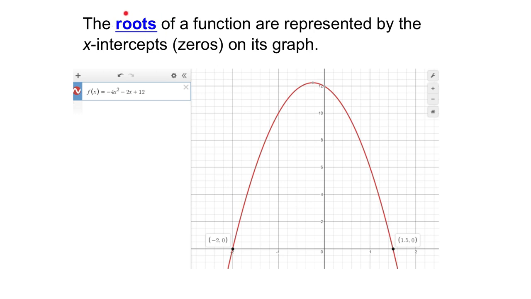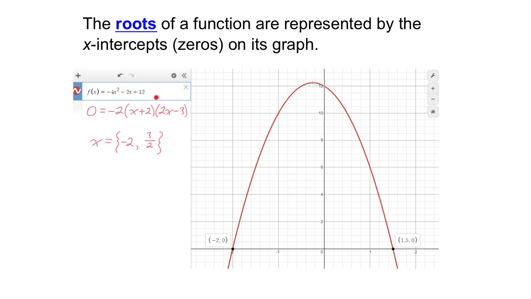The roots are the answers to the equation when y, your y variable, is equal to 0. That's your x-intercepts. So if you know what the roots of the equation are, or if you know what the x-intercepts of the function are on the graph, then you can work backwards and find the equation.